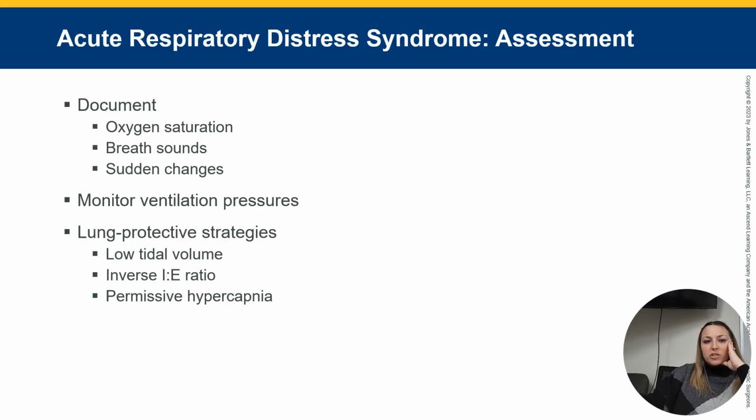But when you have these ARDS patients, you're going to want to do a good assessment. You're going to want to document all of the normal stuff: oxygen saturation, breath sounds, any changes. You're going to want to monitor everything. You're going to want to keep your low tidal volumes, inverse inspiration to expiration ratios. And then there is a certain amount of permissive hypercapnia that can be approved. So if they have a higher level of carbon dioxide, that's almost okay in these patients. Not excessive, but a little bit higher, you're kind of okay with it.